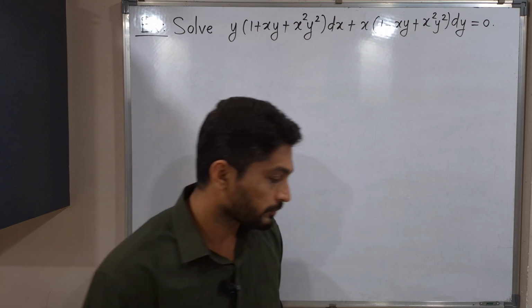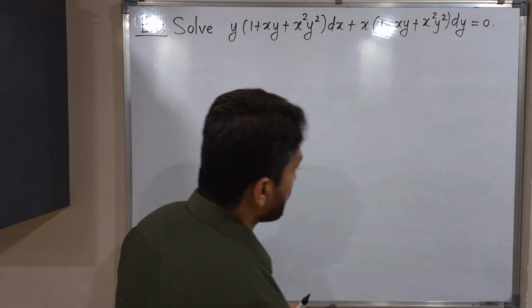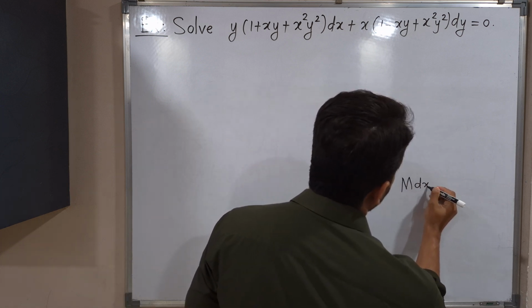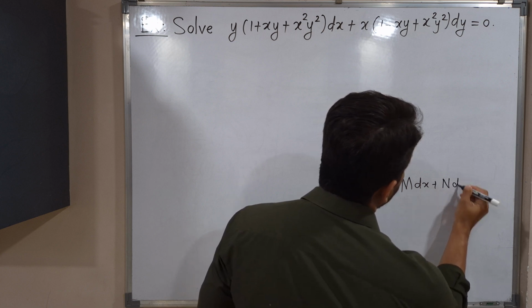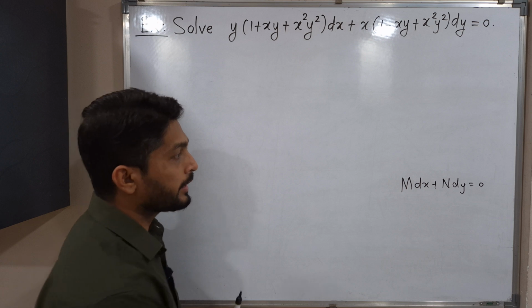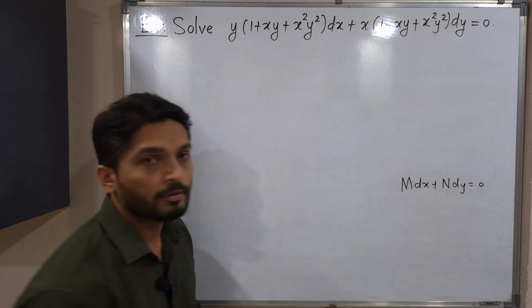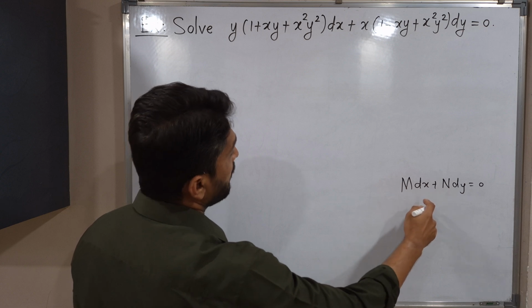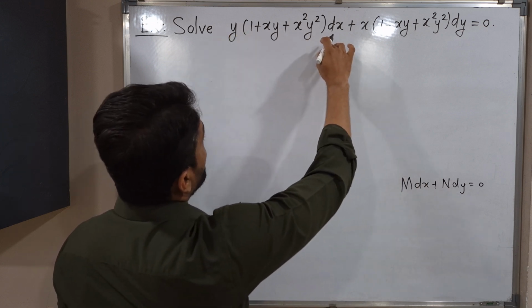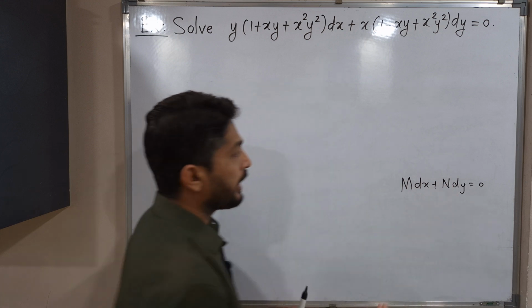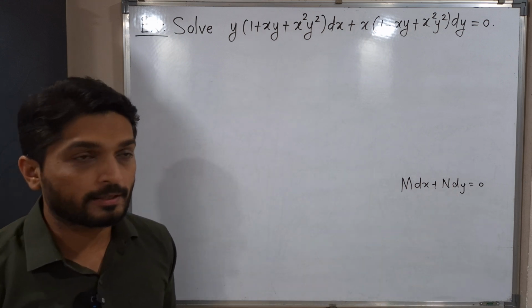how to solve it. So see, when you have a differential equation of this type, M dx plus N dy is equal to 0, where M and N both are functions of x and y, you can easily see this differential equation is of the same type. This is a multiple of dx, so this is our M, and this is a multiple of dy, that is our N. So M and N are basically functions of x and y.